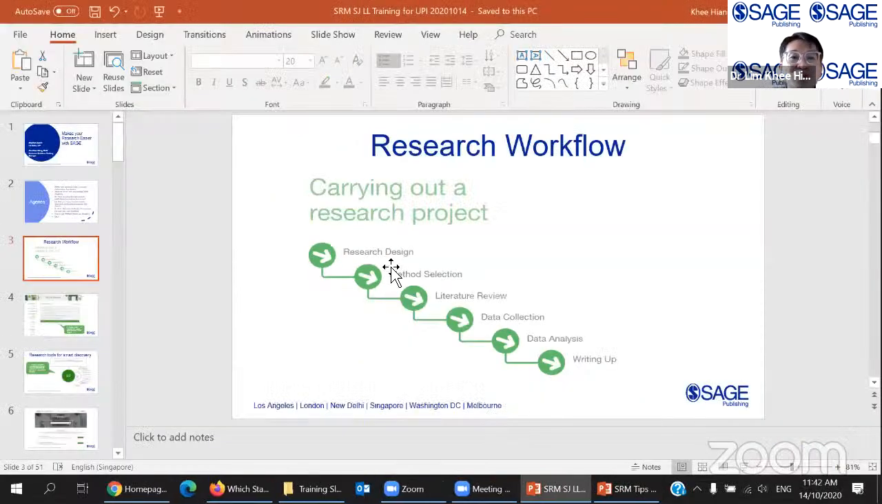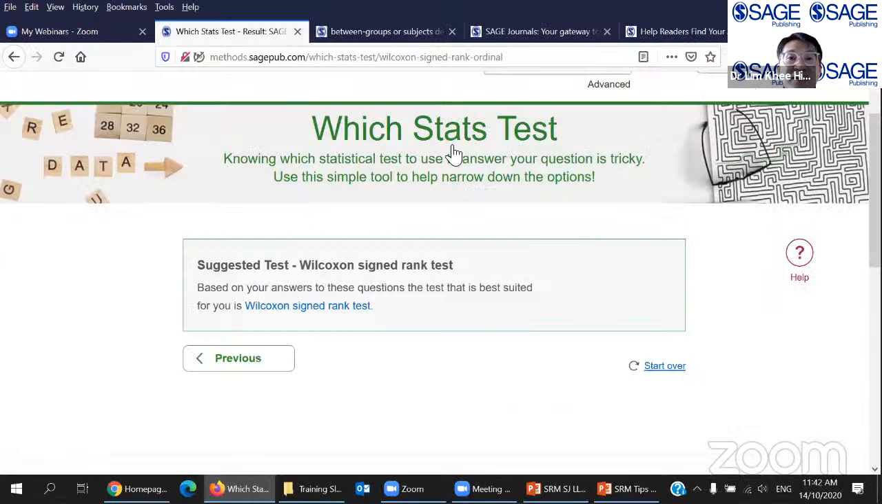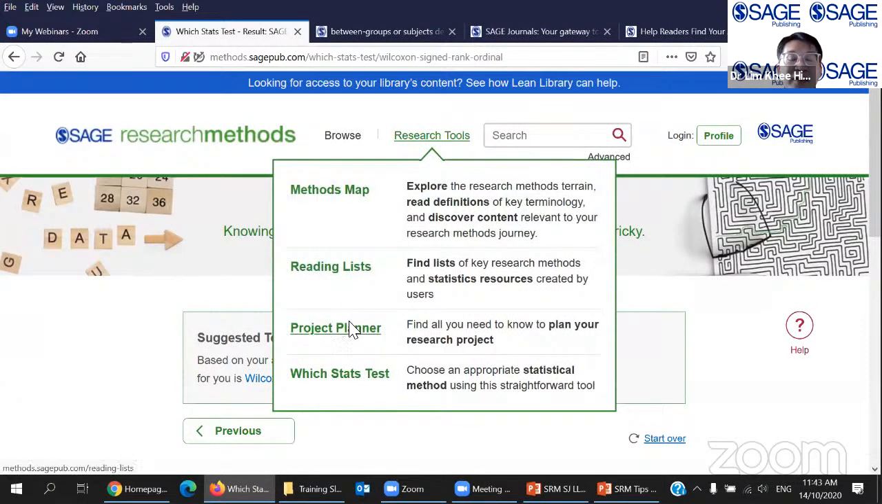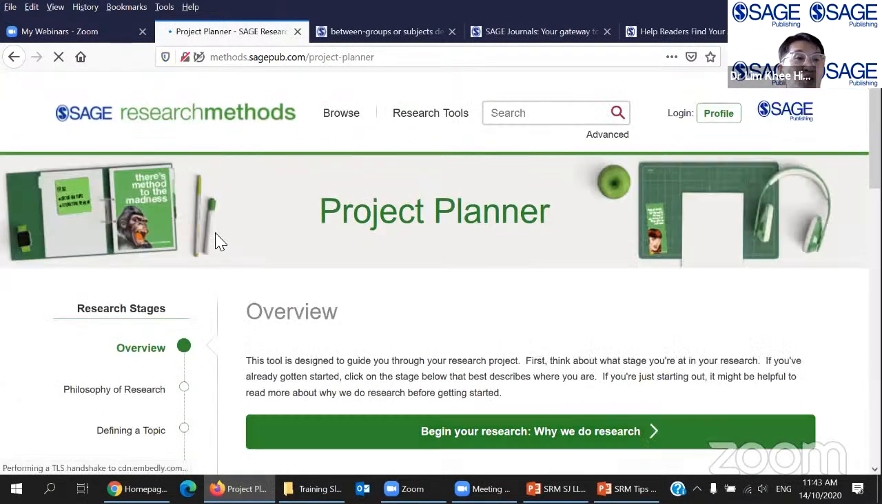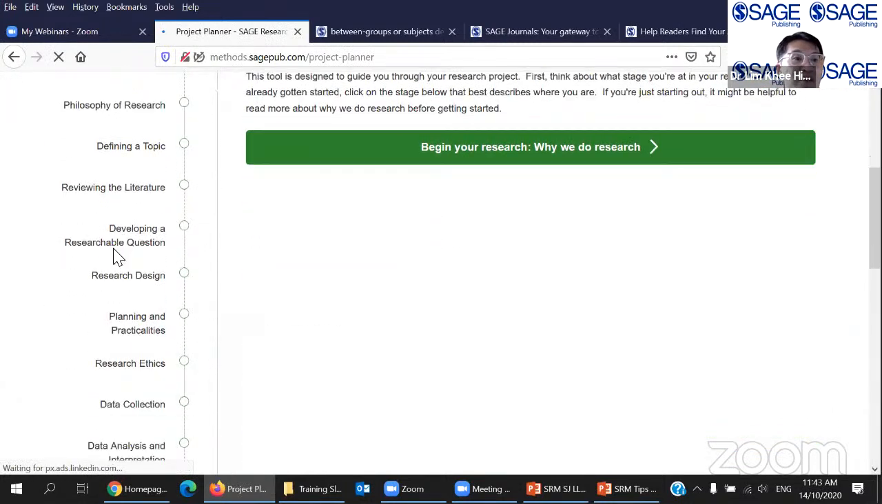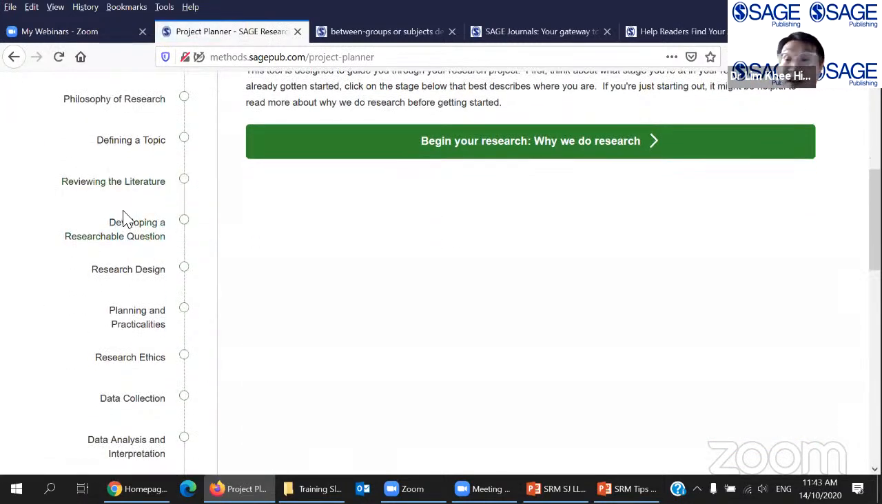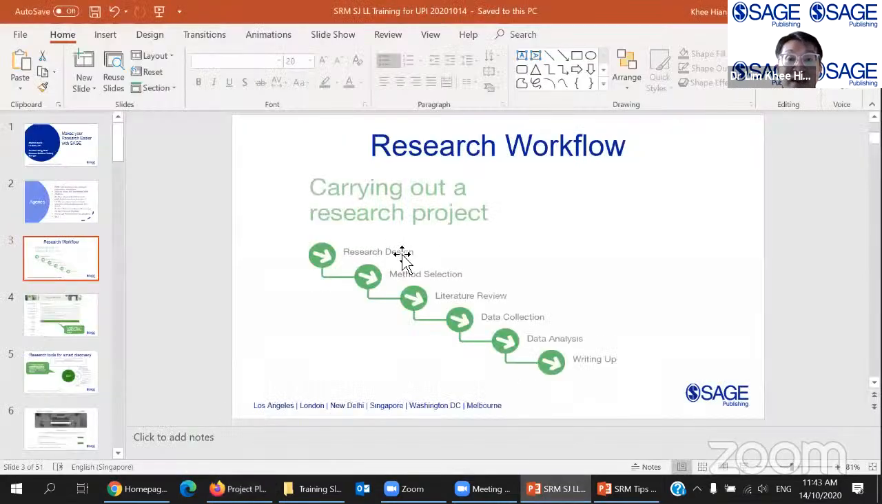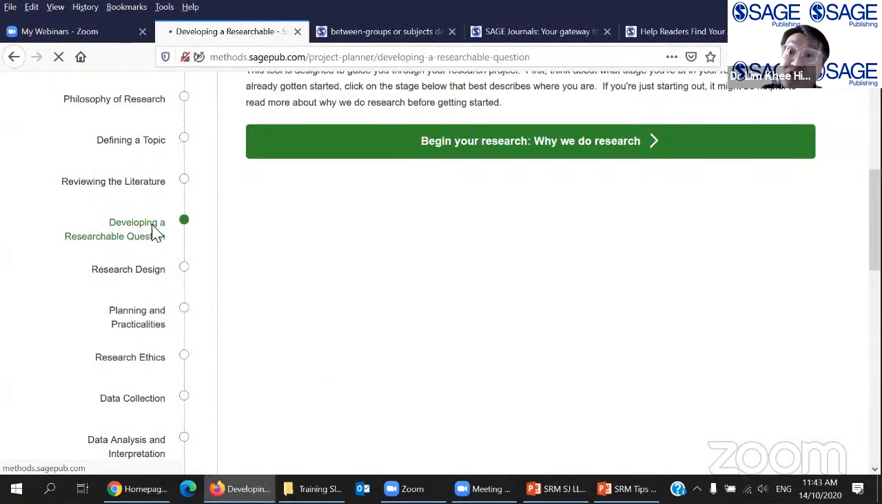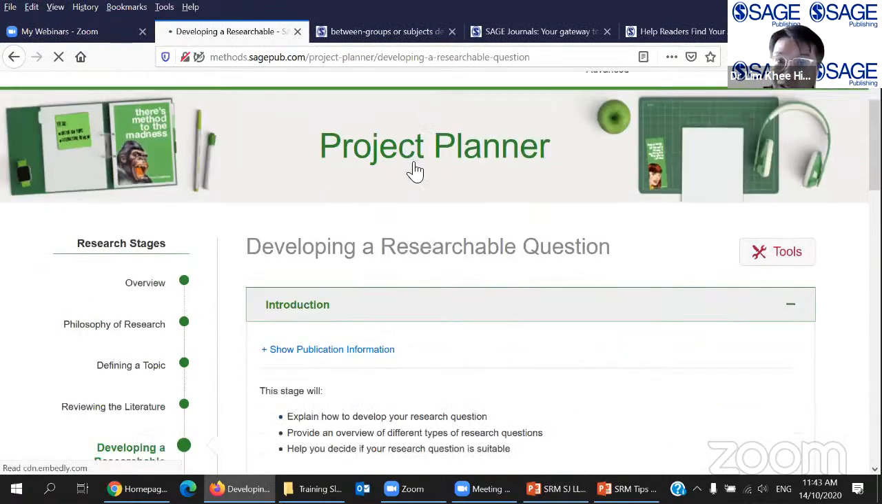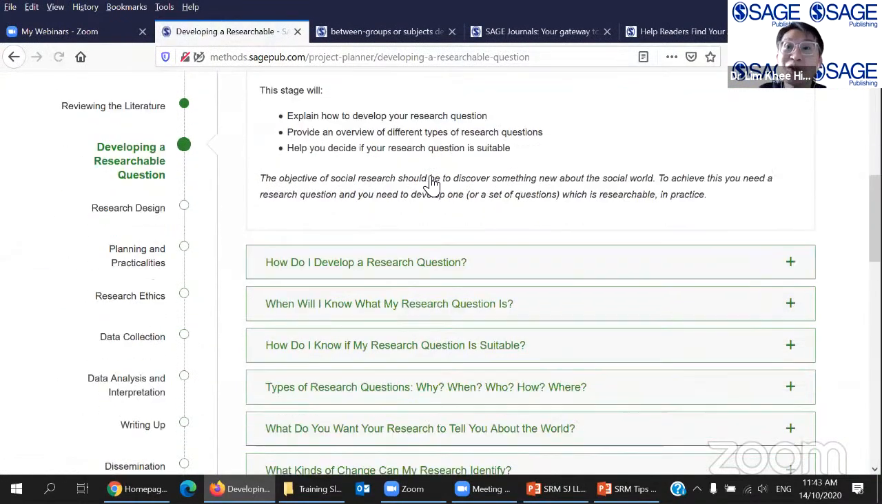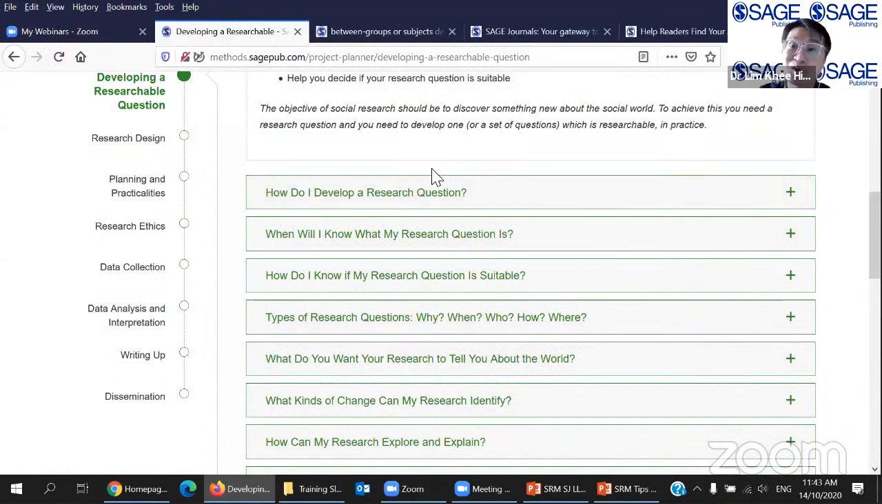If you look into this thing, which we call the project planner, you will notice that developing a researchable question is before the research design. Okay, you can see that. So this is the research design, but before that, you are going to develop a research question. And the research question is the one that determines whether your research is original or not. So if the question is unique in the world, that means you ask a question nobody has a solution for yet, then your research is original.